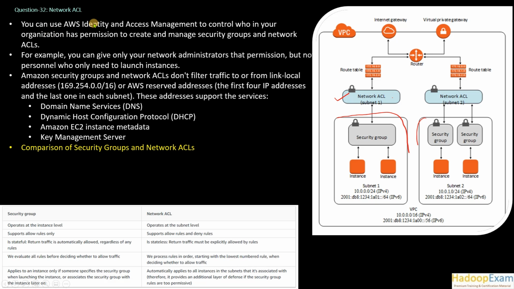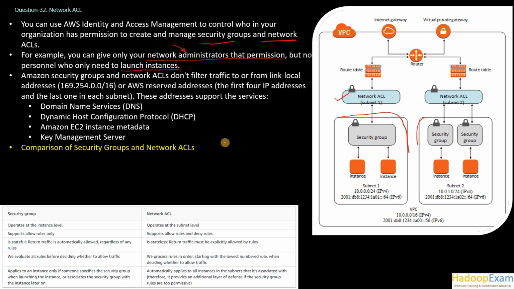Basically, you can use AWS Identity and Access Management to control who in your organization has permission to create and manage security groups and network ACLs. It means who has permission, because not just anybody can create a security group and network ACLs, correct? So you need to have that control in place. For example, you can give that permission only to your network administrator, but not to personnel who only need to launch an instance. The permissions should be controlled by a person in a different administration team.